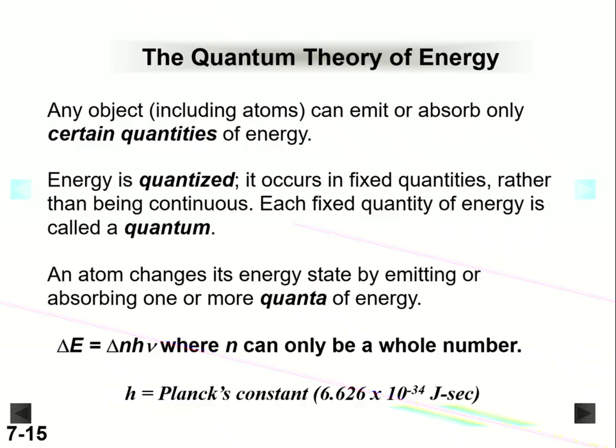Each fixed quantity of energy then is called a quantum. An atom changes its energy state by emitting or absorbing one or more quanta of energy. That's whether it's in a solid or a gas. And we'll see this in a little bit. So delta E is equal to delta n h nu when you're going between various energy states, and n can only be a whole number and a positive value.